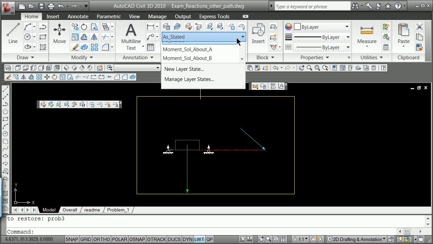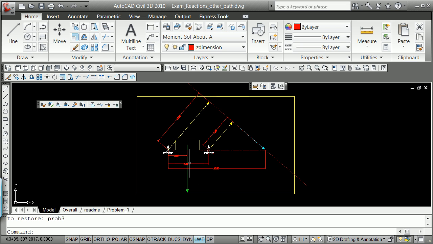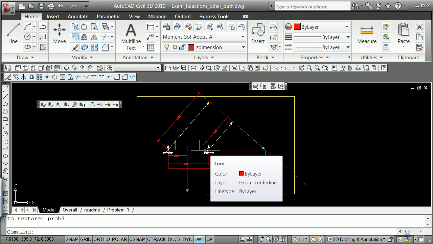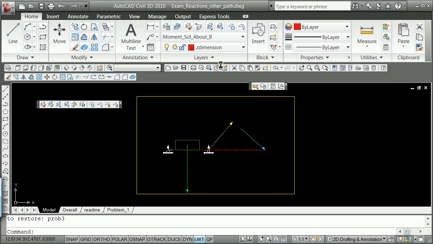As stated. Now you've got effectively about A, force times distance for this force equals force times distance there. In other words, this force times this distance has to be the reaction at B times the distance in between. When you're solving about B, you have this force times distance needing to be equal to a force times the distance here. That, of course, is going to be down.